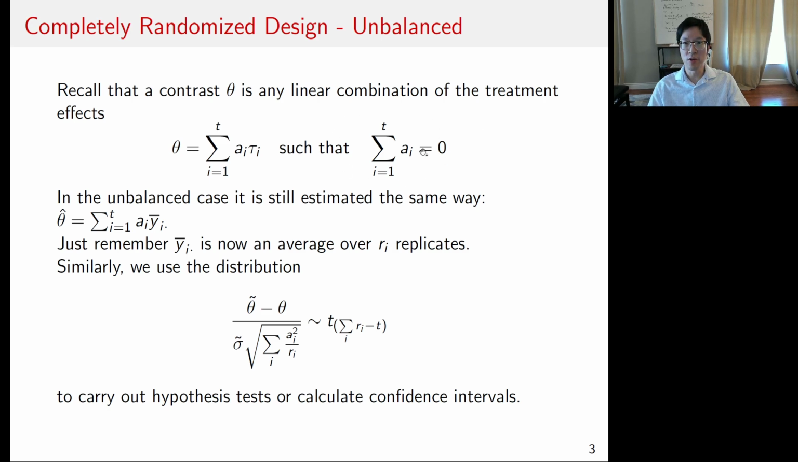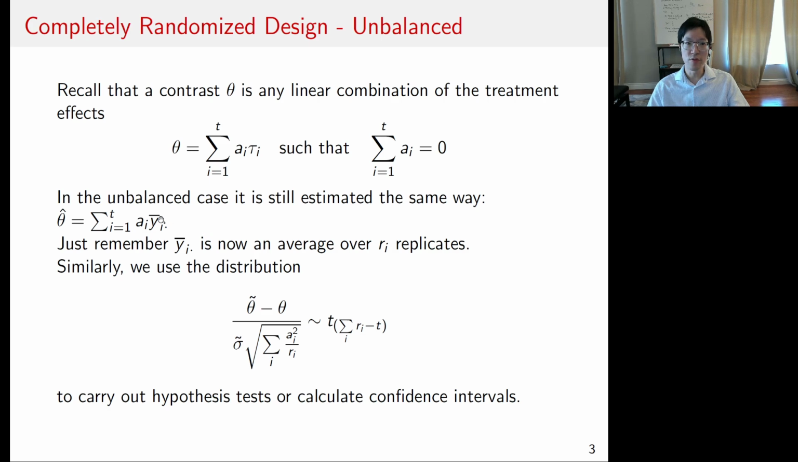And because of the contrast, this property that the summation a_i is 0, plugging in tau i hat actually simplifies to simply y_i bar dot. So that's the treatment mean. Okay, so that actually simplifies because of this constraint here on the a_i's. So you take each of the treatment means and then multiply by a constant and sum. That's the estimate of the contrast.